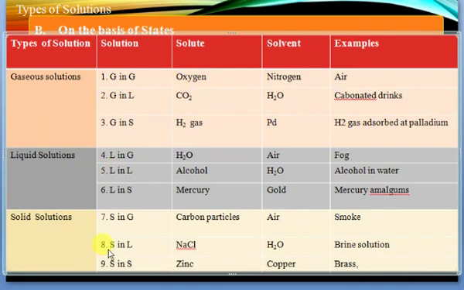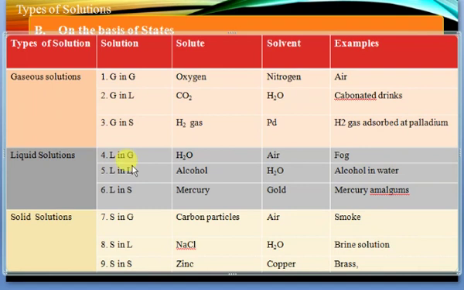The 8th type is solid and liquid. Here the solute is sodium chloride and the liquid is water. So sodium chloride dissolved in water is a brine solution. Another example is sugar and water. Sugar is present in a solid form and water is present in liquid form. So when sugar is dissolved in water, it becomes a sugar solution.